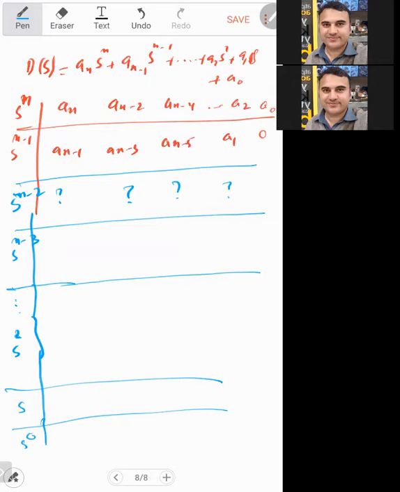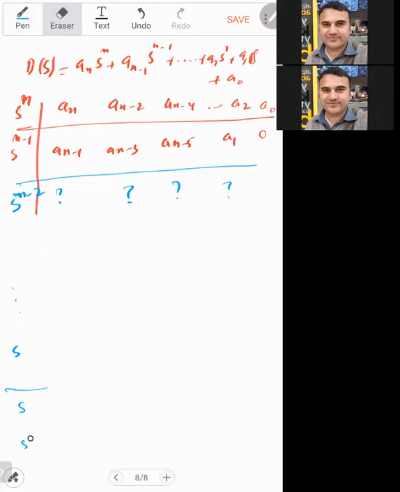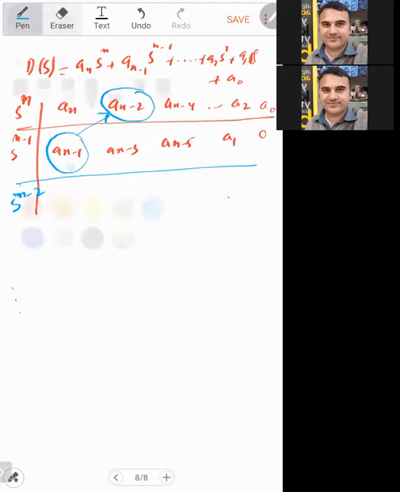So the question is how to find this information, these question mark entries. These entries can be easily filled by a procedure. What we have to do is multiply this entry with this one, similarly multiply this entry with this one, and then divide by the entry from where we started. So this will give us the next entry.